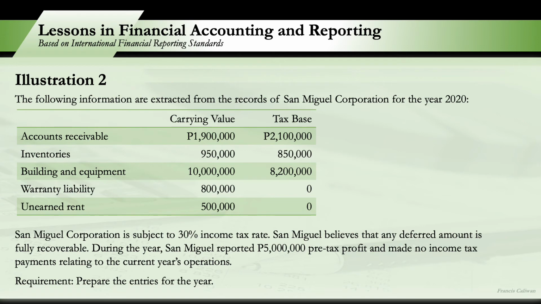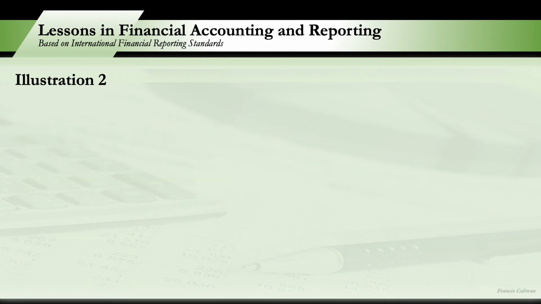San Miguel Corporation is subject to a 30% income tax rate, and San Miguel believes that any deferred amount is fully recoverable. During the year, San Miguel reported a 5 million pre-tax income and made no income tax payments relating to the current year's operations. Requirement: prepare the entries for the year.